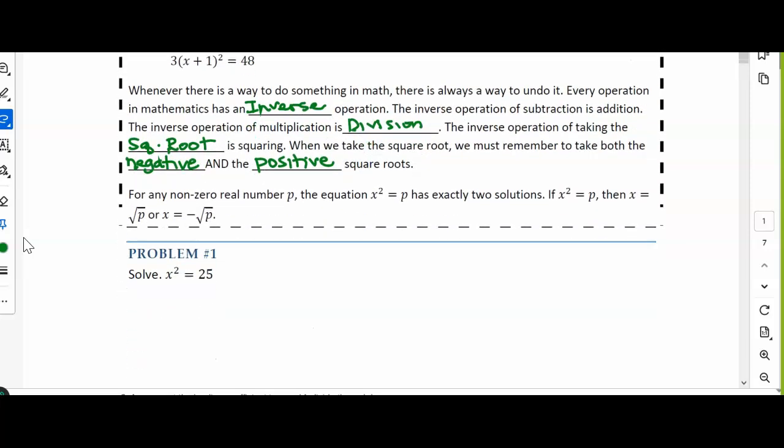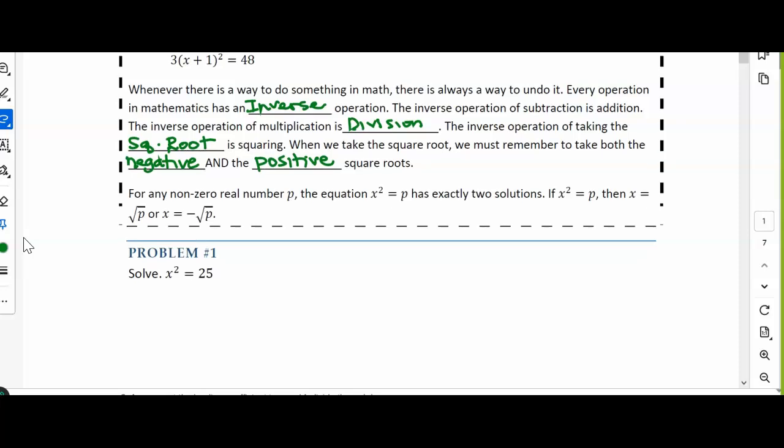So here's something that we have to keep in mind. For any non-zero real number p, if we have something like x squared equals p, it's going to have two solutions. Those solutions are going to be the square root of p and negative square root of p. Sometimes we write it as a shortcut, saying plus or minus square root of p. So sometimes we'll see this notation showing both the positive and the negative.